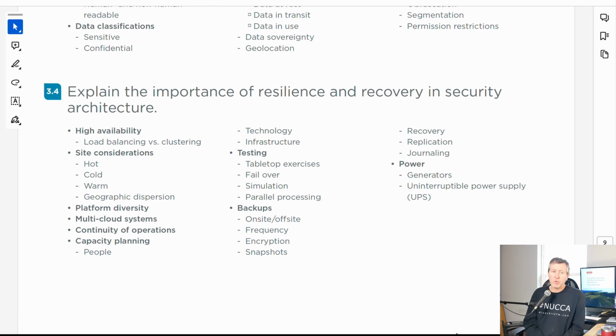Moving into domain 3.4, explain the importance of resilience and recovery in security architecture. Again, we mentioned we'll get into load balancing and clustering in another subdomain, so here's where you'll see that. We'll talk about testing some of these various different processes that we put into place. We don't want to wait until that hurricane has taken out our power to find out that our systems aren't going to fail over to the alternate location correctly, right?